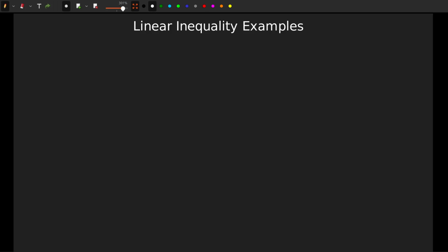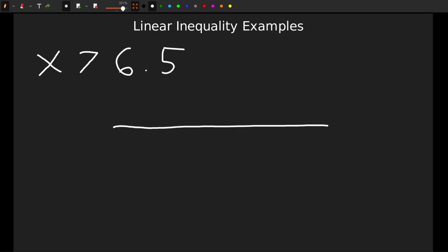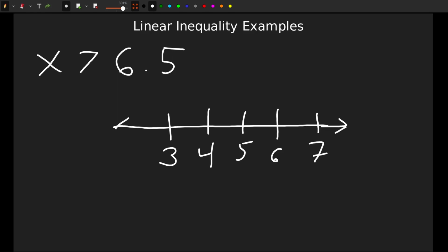So I'll start off with problem number 1, which is going to be quite simple. All we want to do is graph and represent x is greater than 6.5. Okay, so what that means is we're going to show it as a number line, and then we're going to show it in interval notation. So to show it on a number line, I'm just going to have 3, 4, 5, 6, and 7. Obviously, my number line continues on and on in both directions.